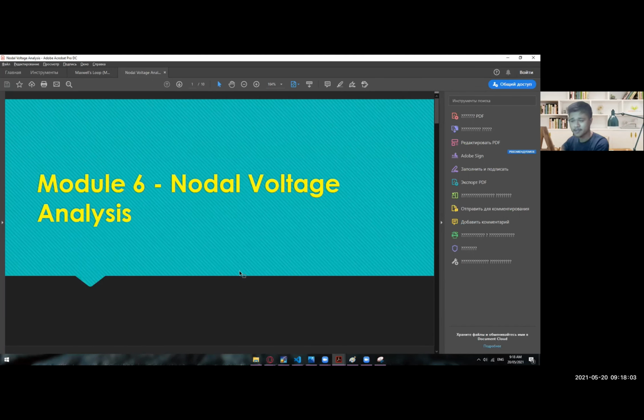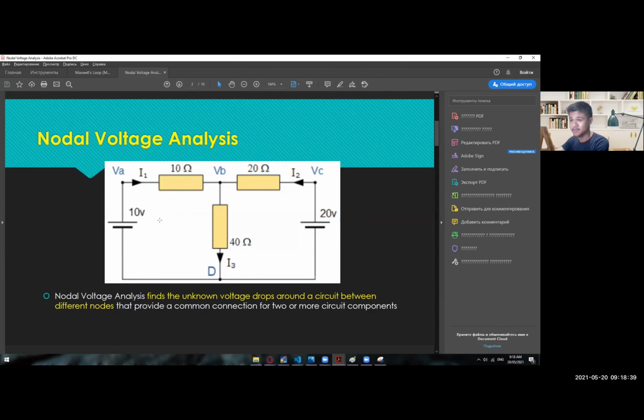So don't you guys worry. The superposition theorem is already easy and simple, though it needs a lot of time allotment, because if you have three sources, then you have to solve three sets. If you have four sources, then you have to solve four sets also. But in nodal voltage analysis, it's only one time. One time, big time.